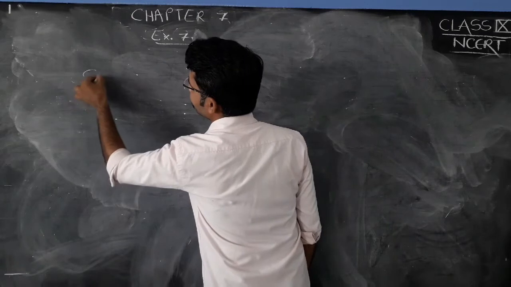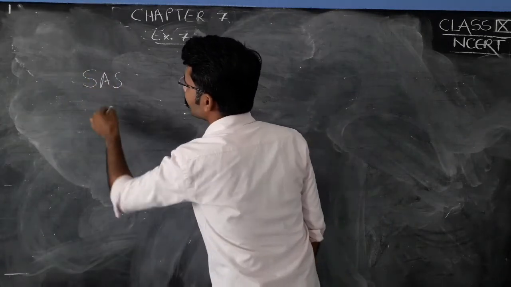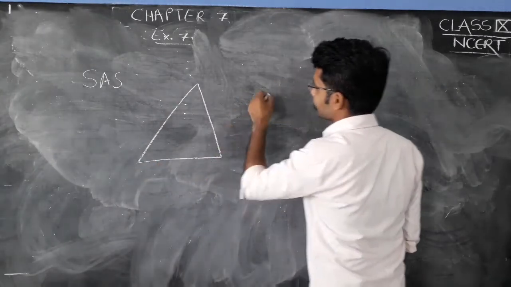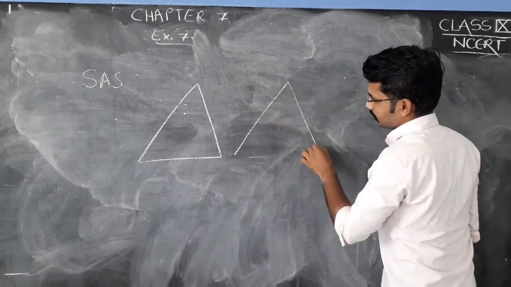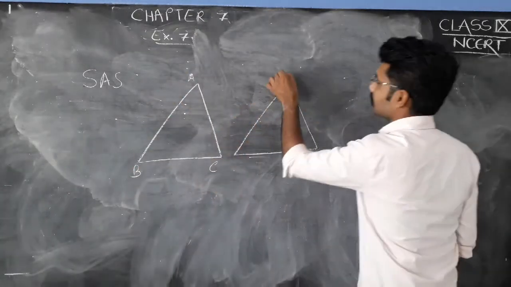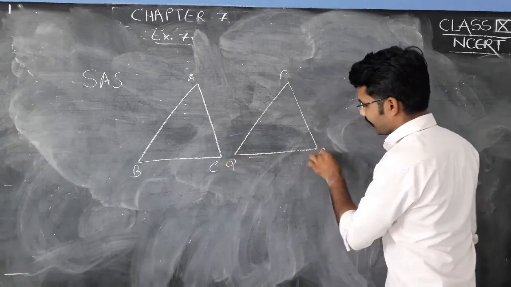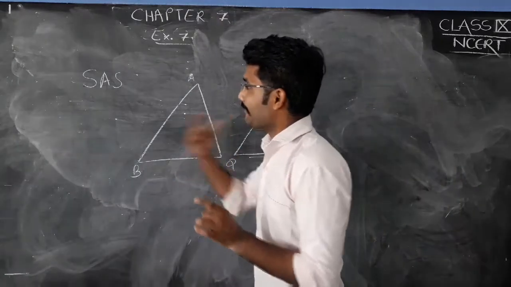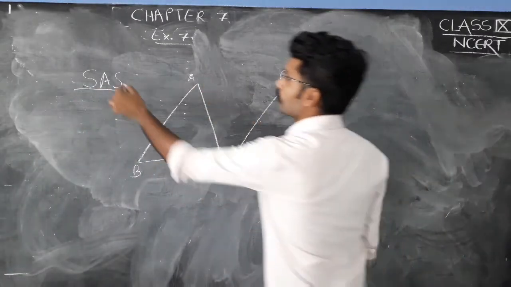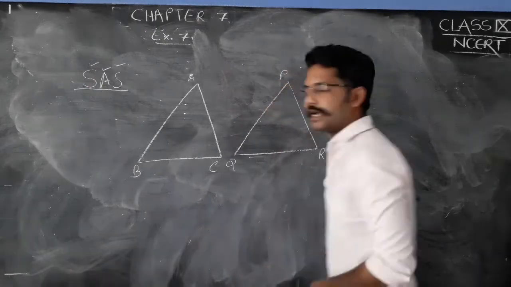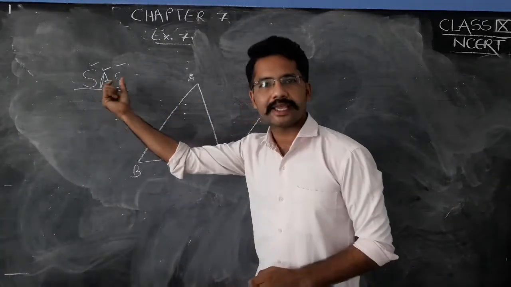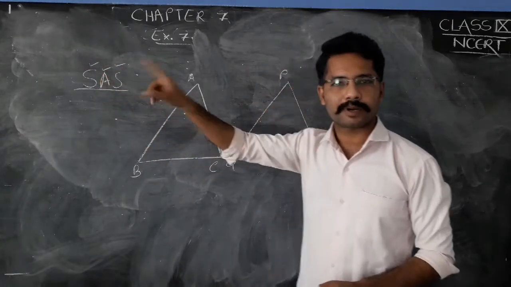According to side angle side, suppose we have 2 triangles, triangle ABC and triangle PQR. If I am using the side angle side property, side angle side means 2 sides, and between them one included angle should be equal. Means 2 sides will be there and between them there will be one angle. Then in that case we use that property.